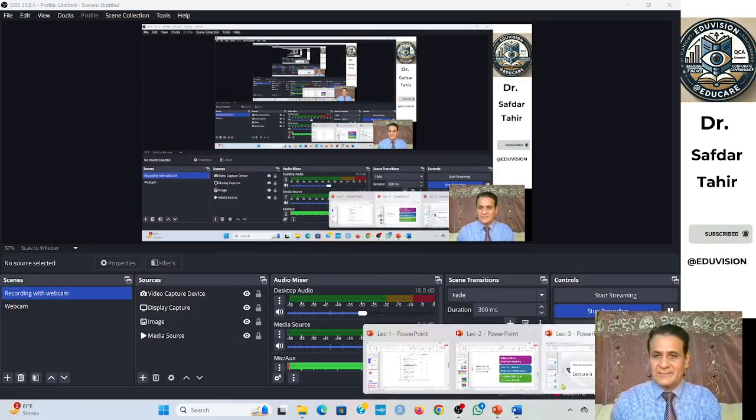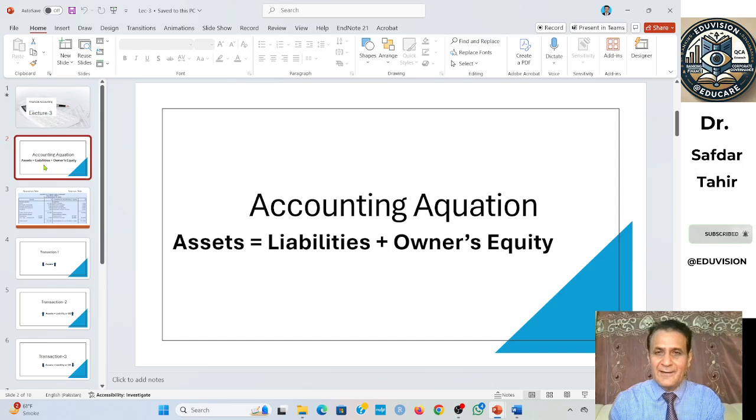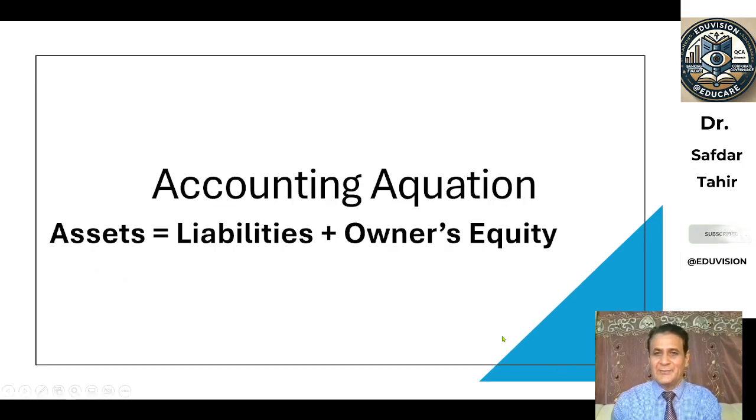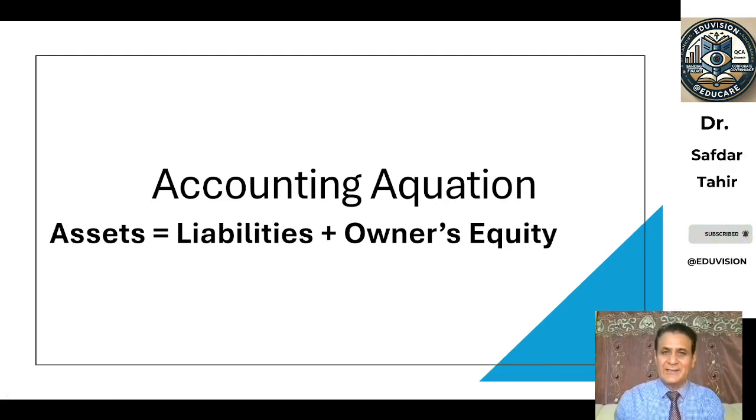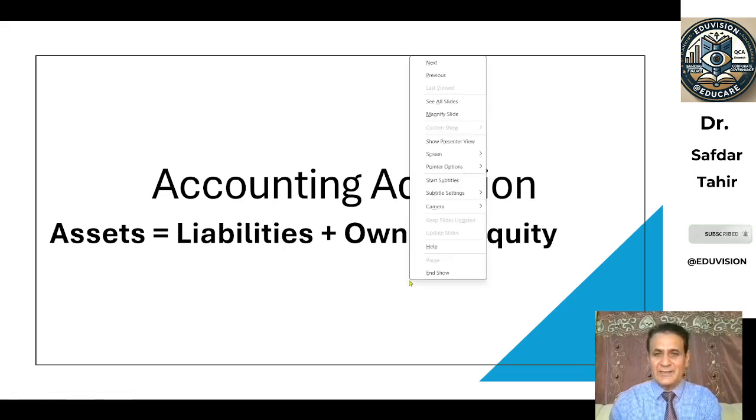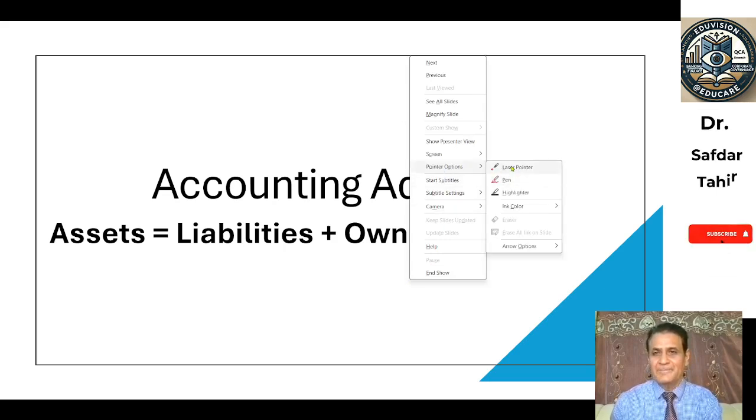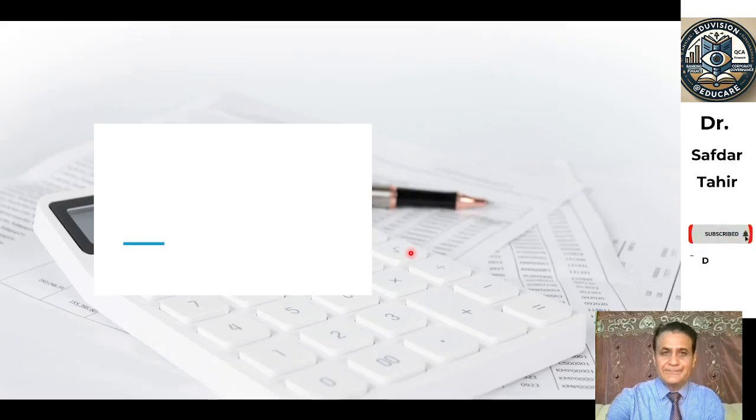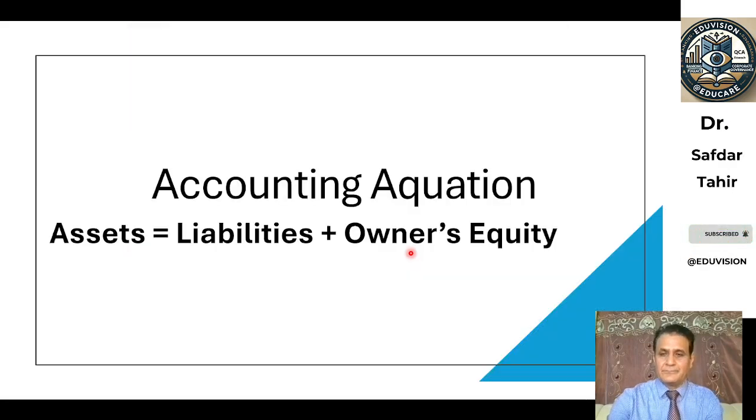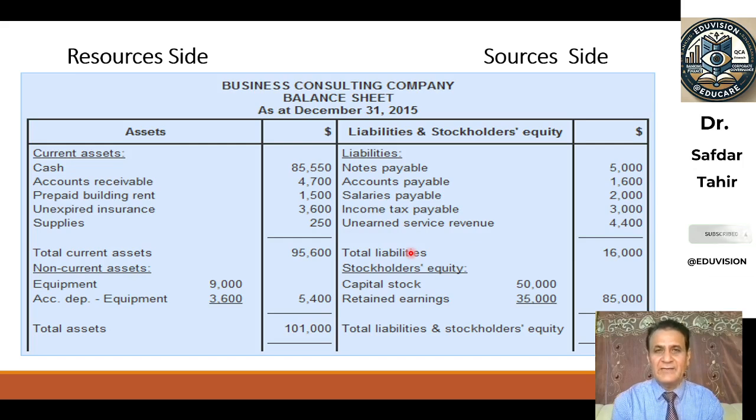The third lecture is regarding the accounting equation. Actually, accounting starts from this equation, that is assets is equal to liability and owner equity. This is the accounting equation. The accounting equation will tell you the story that total assets is equal to total liabilities plus owner equity. If we want to elaborate this equation, it becomes a balance sheet.